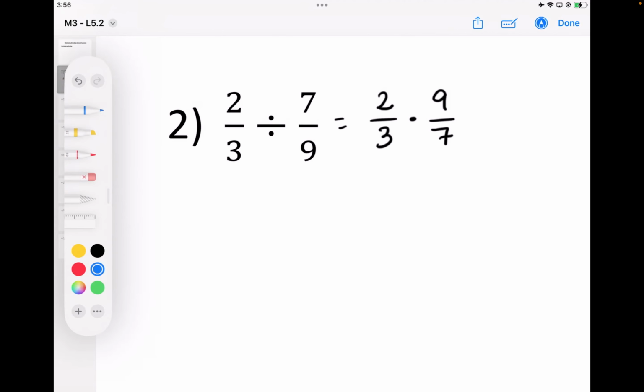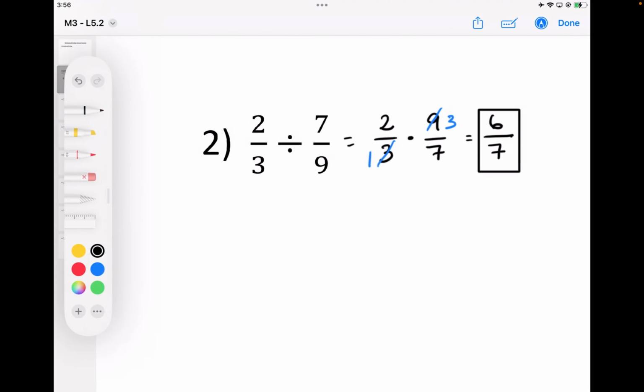Now I'm going to simplify before we multiply by finding a numerator that has a common factor with any of the denominators. So 9 and 3 have a common factor of 3. So I'm going to divide them both by 3, and then I can multiply straight across. So 2 times 3 is 6. 1 times 7 is 7. So your answer is 6/7 for this problem.